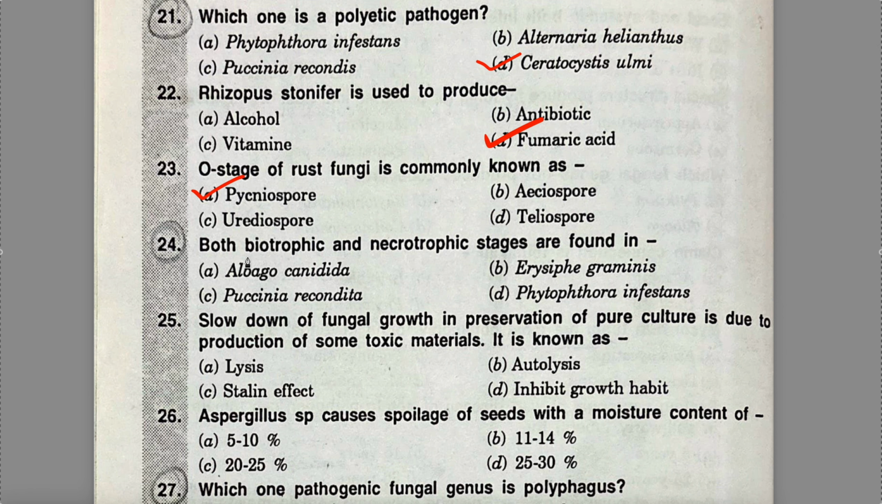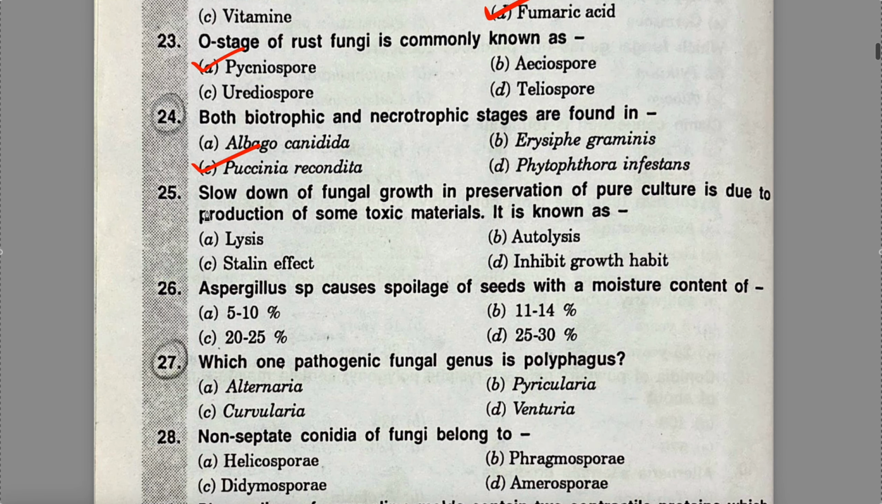Question 24. Both biotrophic and necrotrophic stages are found in Albugo candida, Erysiphe, Puccinia, or Phytophthora infestans. Answer is option C. 25. Slowdown of fungal growth in preservation of pure culture is due to the production of some toxic materials. It is known as lysis, autolysis, Staling effect, or inhibit growth habit. It's autolysis.